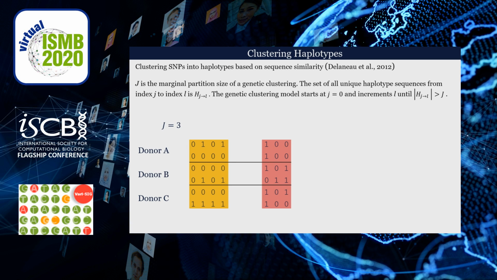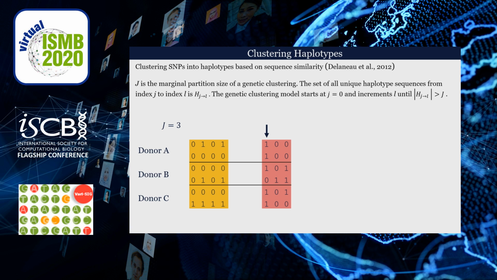So let's look at a toy example with marginal partition size 3, with 3 individuals and their respective haplotypes across 7 variants. We start at the first position, and so far there are 2 unique haplotypes, 0 and 1. The number of unique haplotypes isn't greater than 3, which is big J, so we proceed to the next position. Now there are 3 unique haplotypes, 0 1, 0 0, and 1 1. We still haven't exceeded 3 unique haplotypes, so we go on. We still haven't exceeded 3, still haven't exceeded 3, and now by the 5th position, we have 4 unique haplotypes. So we've exceeded the marginal partition size.